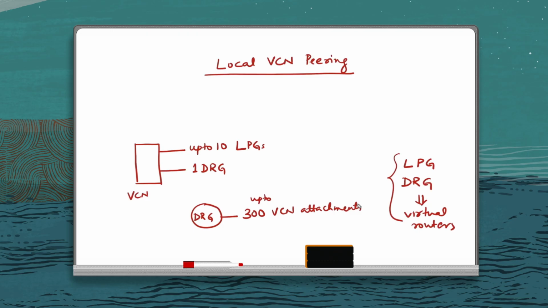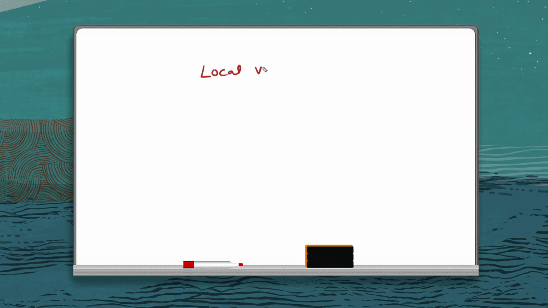Just like in the previous modules, we have seen there is something called internet gateway. Then we have service gateway. We have NAT gateway. Similarly, when it comes to connectivity, we have these different types of gateways, for example, local peering gateway and dynamic routing gateway. So one VCN can be attached to one dynamic routing gateway, but it can have up to 10 local peering gateways. Now let's talk about the two types of local VCN peering.